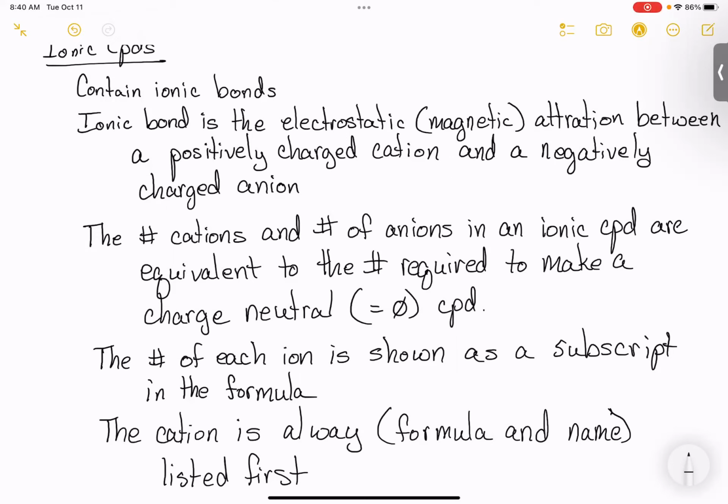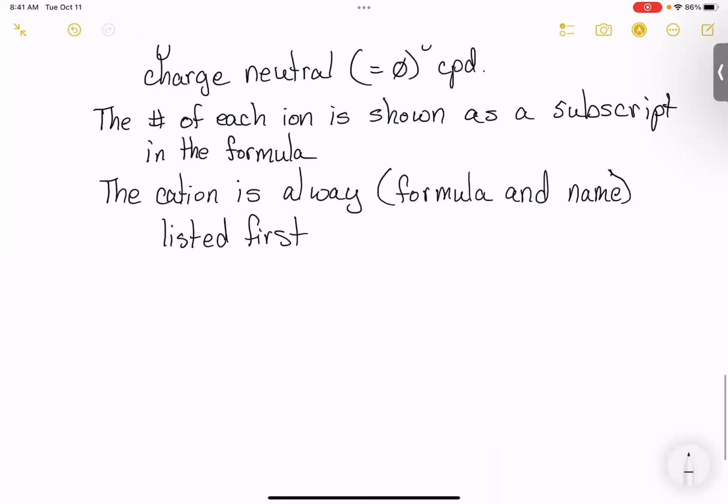That's my shorthand notation for compound. Sorry about that. Yeah, CPD is my shorthand notation for compound. Okay, so what does this mean?